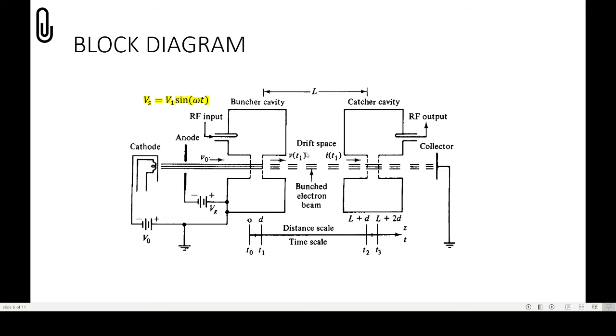Another important term is V of T1, where V of T1 is the velocity of the electron at the time T1, and I of T1 is its corresponding current. Then we will derive the equation for V of T1 in the coming section. And here, D is the gap distance.